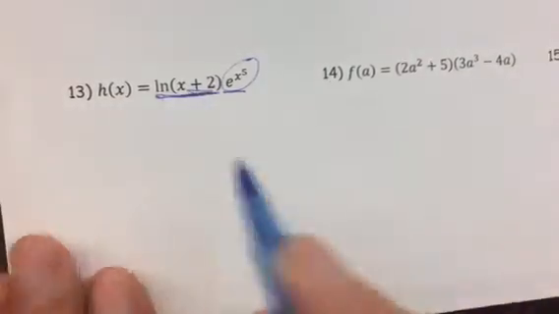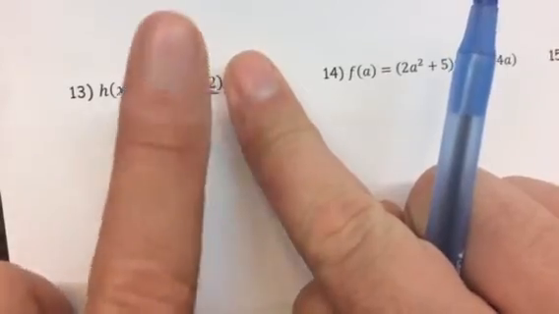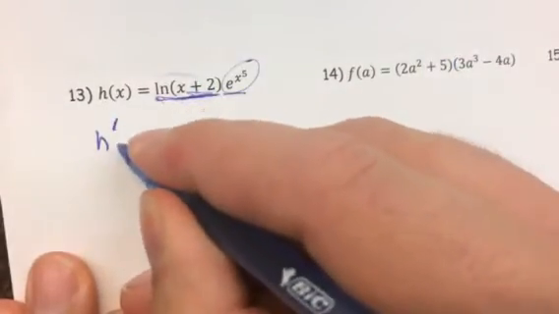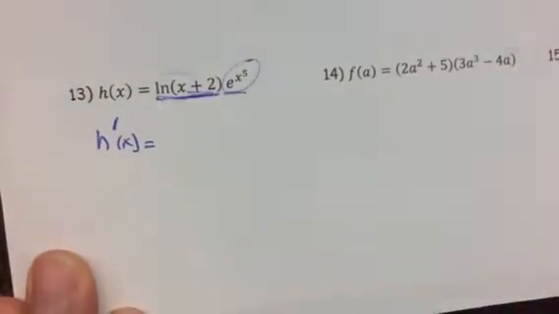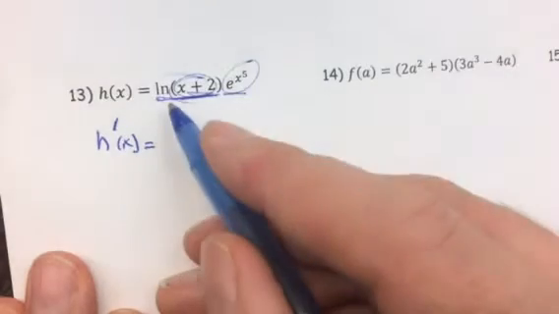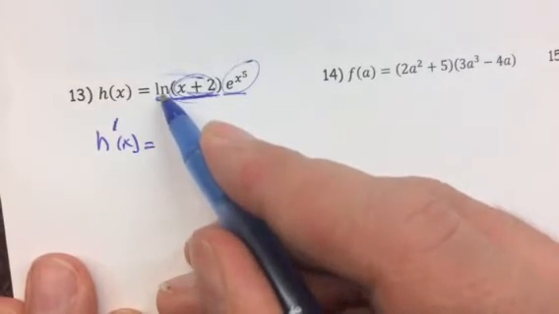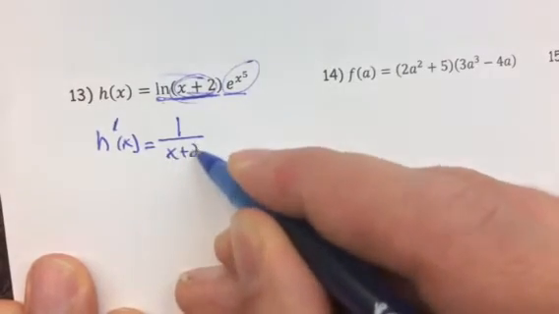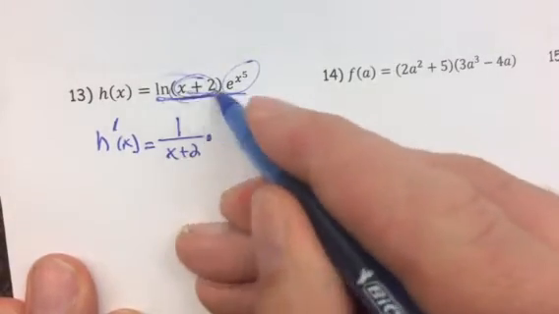But first, this is two things times each other. F of x times g of x. So we need to start with the product rule. H prime of x is equal to the derivative of the first one. We have a chain rule going on here too. The derivative of the first is, the derivative of natural log of something is 1 over that something, times the derivative of the inside.